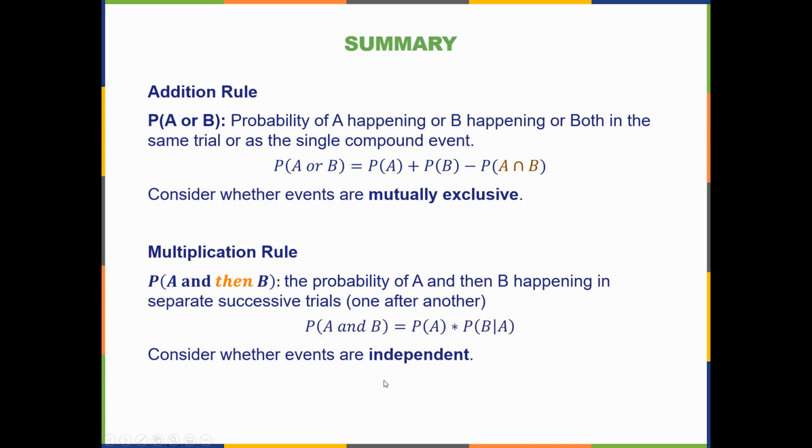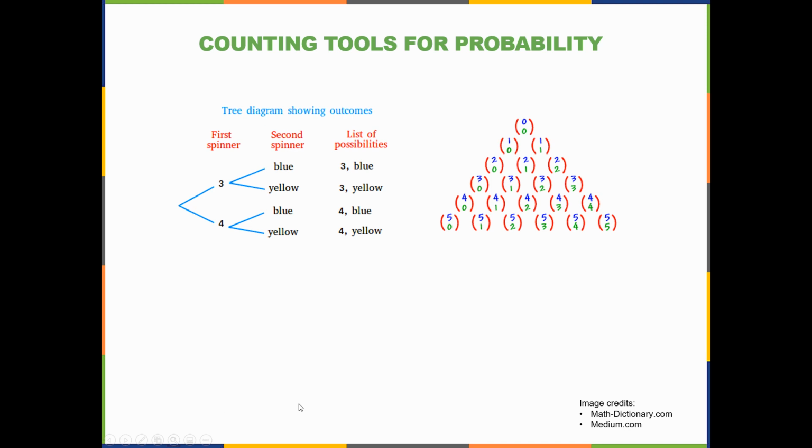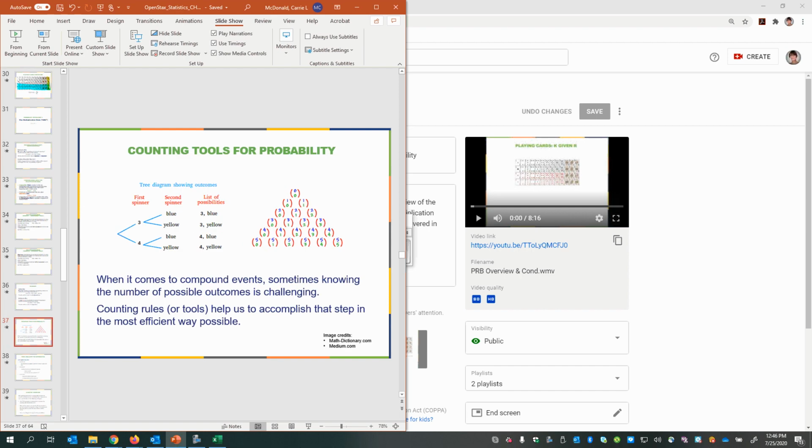We also had conditional probability in there, but the two right here, I just want you to keep in mind: the addition rule, we think about mutually exclusive. The multiplication rule, we think about independence. Also with the addition rule, it's generally one trial. With the multiplication rule, it'll be multiple trials. So keep those two rules in their own separate category. Let's do more examples of the multiplication rule in the next video.